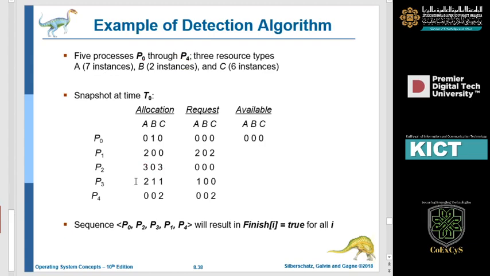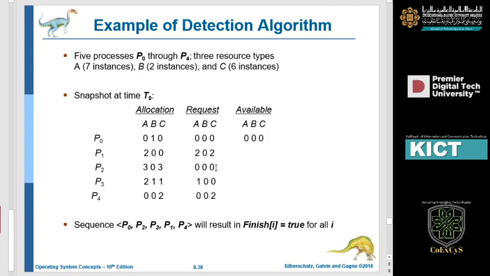Now let's look at an example for a detection algorithm. There are 5 processes here, P0 through P4. There are 3 resource types, again 7, 2, 6, a bit different. A has 7, B has 2, C has 6, and what's currently allocated at T0 is given, the current request being made by each process, and what is available.